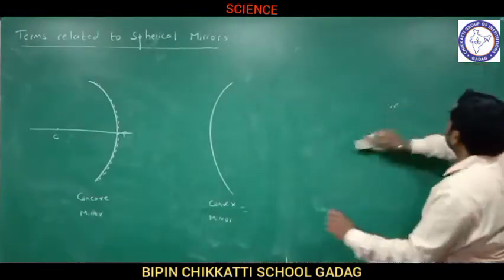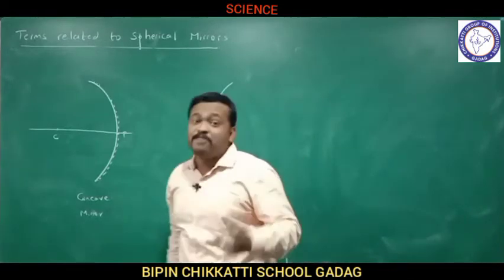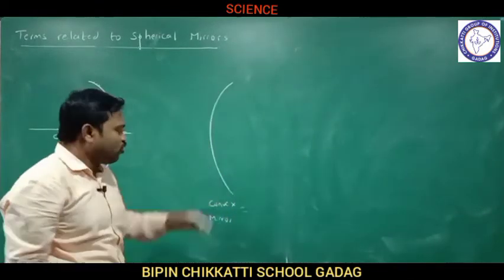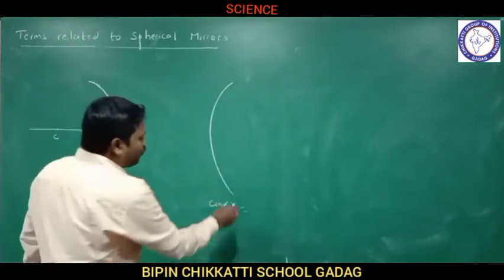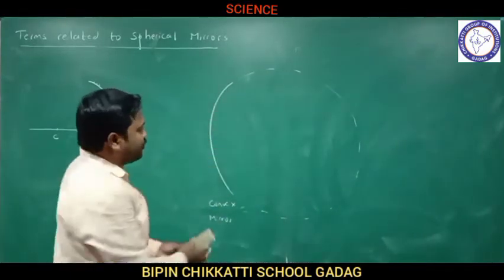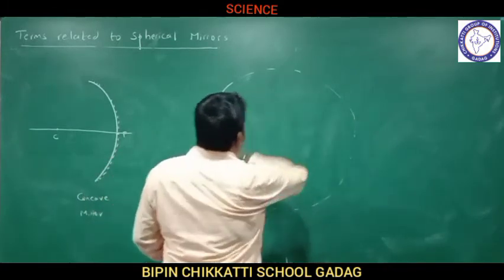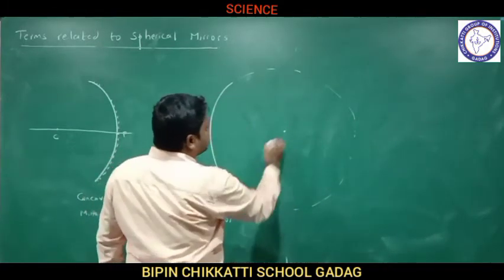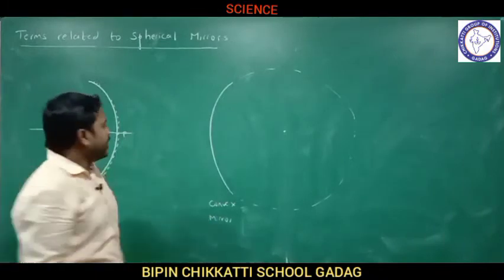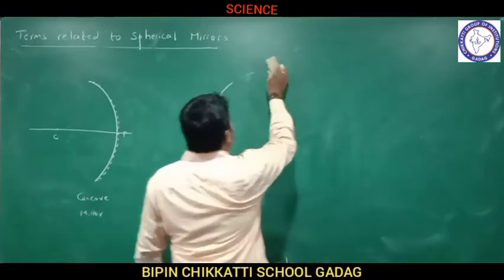Now let me go with the next terminology. Before that, let me write something about the convex mirror. What is a convex mirror? It is a part of a sphere, so I need to imagine a sphere. If I imagine a sphere, I get the center of the sphere. What is that center of the sphere called? The center of curvature.